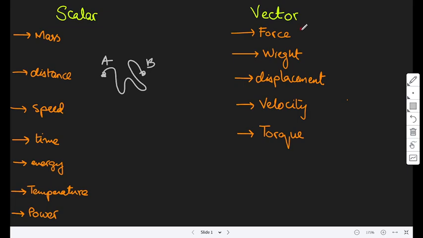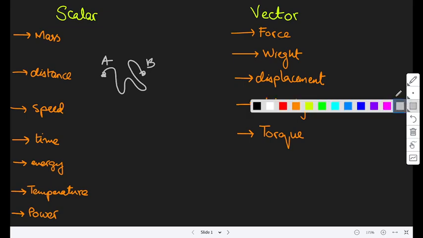Moving on to the vector quantities, first one is force. Force is basically a push or a pull which may cause a body to start moving, to stop moving, or it may decrease the speed of a body, increase the speed of a body, or change the direction of motion. Weight is the force of gravity on a body which always pulls everything downwards.